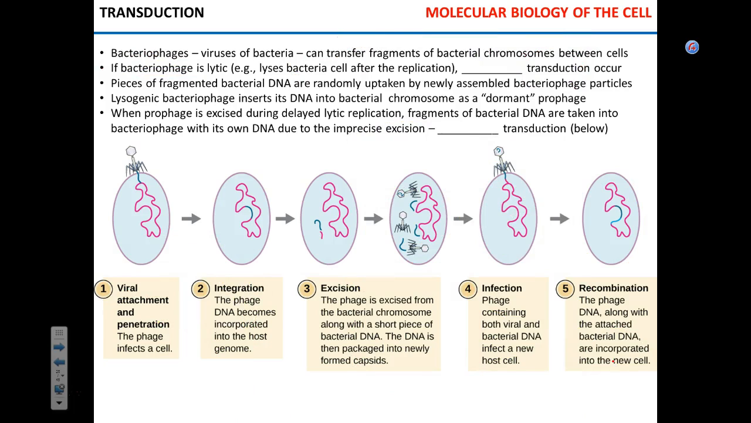Now, that was transformation. Another mechanism of horizontal gene transfer is transduction. Transduction is done by viruses of bacteria that we call bacteriophages, okay? Basically, what bacteriophages do is they transfer fragments of bacterial chromosomes from one bacterial cell to another.